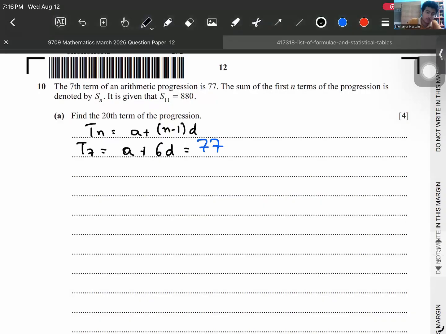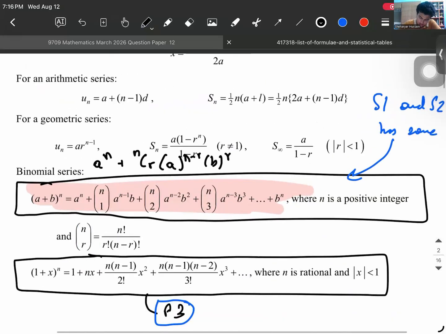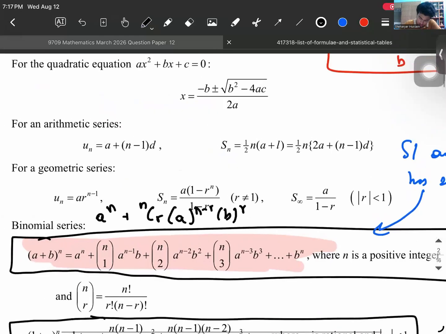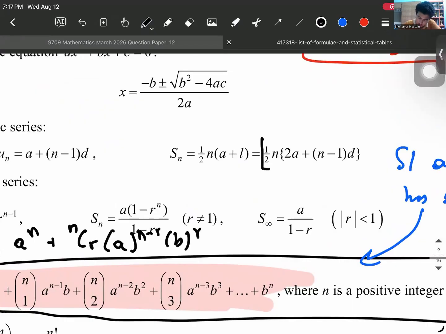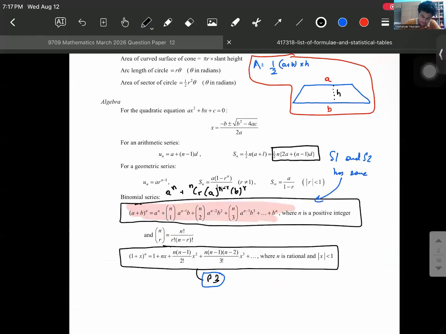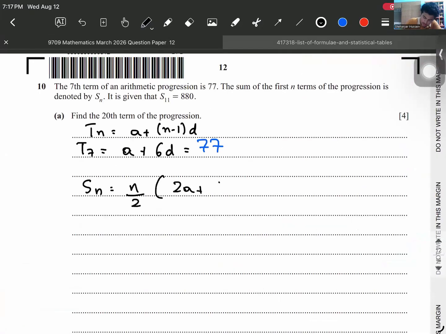So the sum formula, if I remember correctly, is n upon 2. Let's just check it from here. Right, the sum formula is, where is it? Yes. So n divided by 2, (2a plus (n minus 1)d). And since this is S11, this turns out to being 11 upon 2, (2a plus 10d).